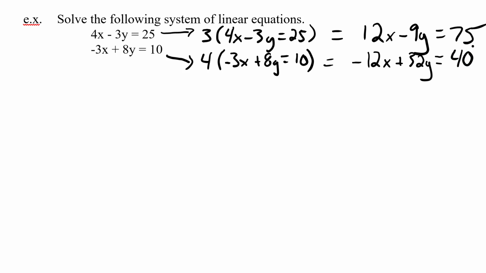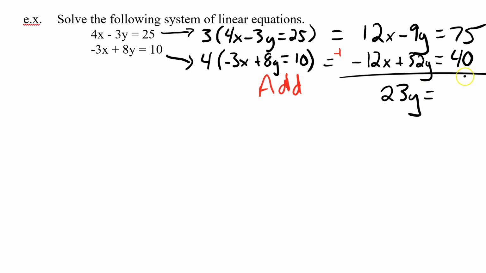So now you ask yourself, am I going to add these equations together to eliminate the x's, or am I going to subtract them? Well, my signs are different, so I'm going to add. Put a big plus sign here. So 12 plus negative 12 is 0. It disappears. Negative 9 plus 32 is 23y. And 75 plus 40 is 115.